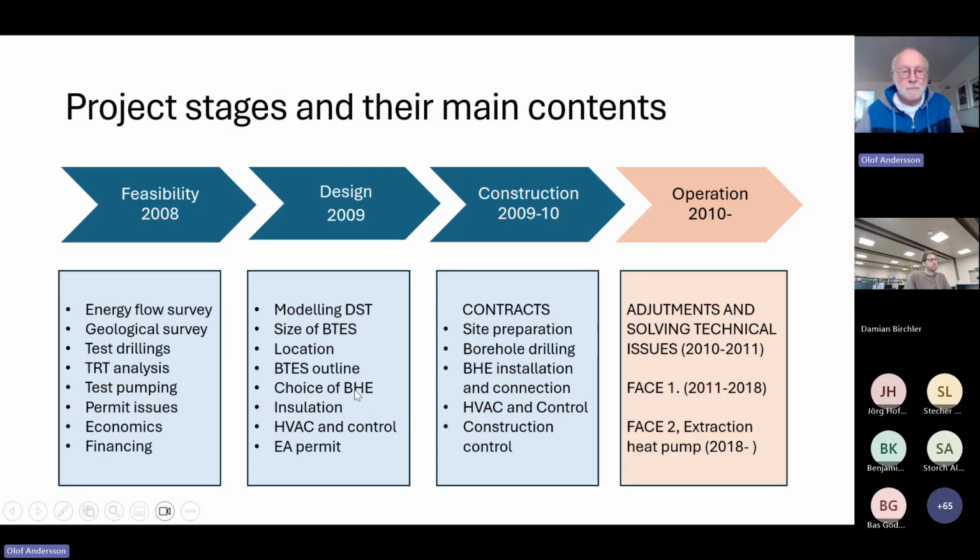which shows a special borehole heat exchanger, coaxial, you will see later. We chose a material for insulation and made a system for HVAC and control and instrumentation also. And we had an environmental assessment report for the permit. And after construction, it was just put into operation.